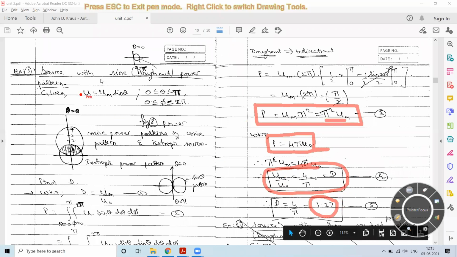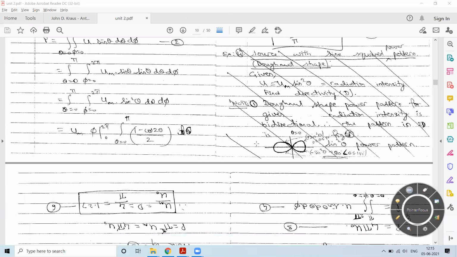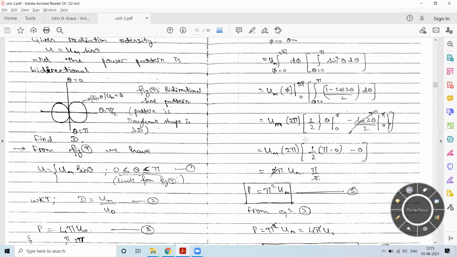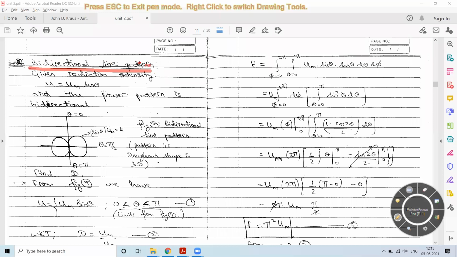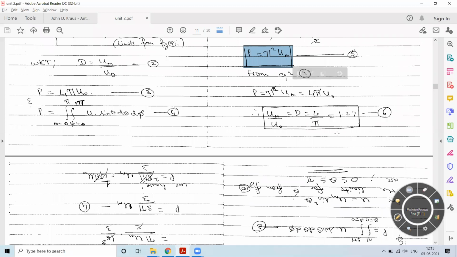So this is the directivity of an antenna which has a sine power pattern and a donut shaped, bidirectional form. So this is for sine variations. The same problem, again, we have done a bidirectional sine pattern, which is nothing but a donut shaped sine pattern. The same way we have solved it, we will obtain the same solution.